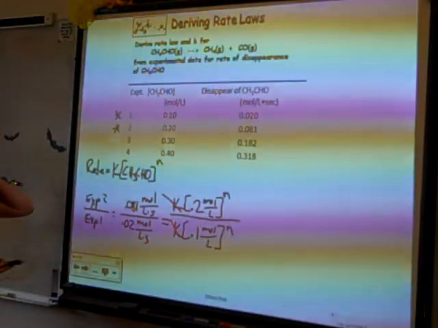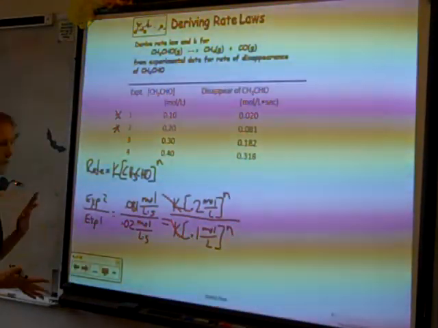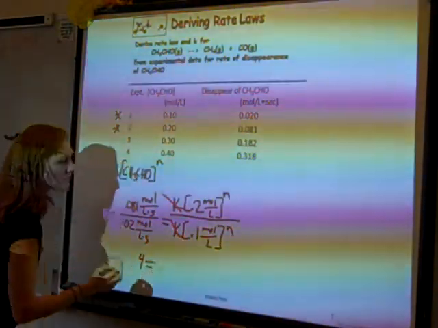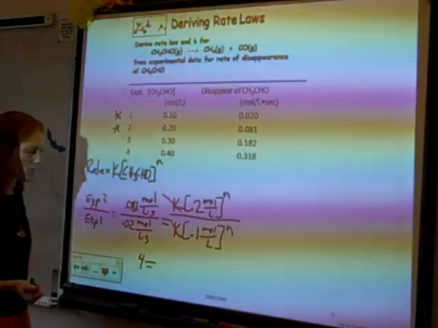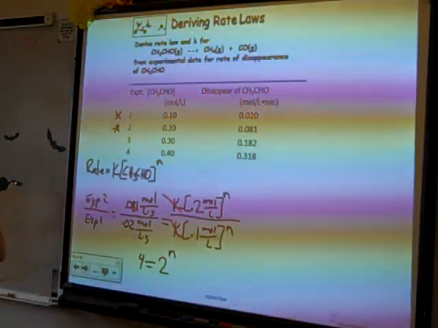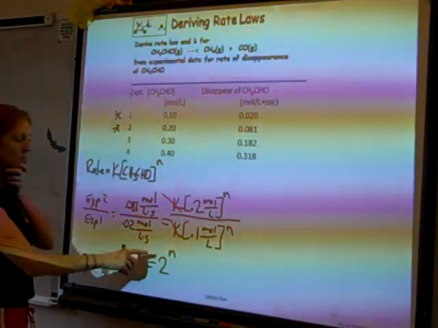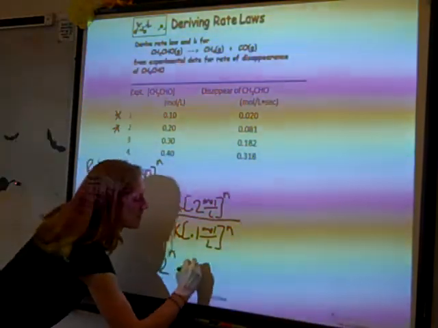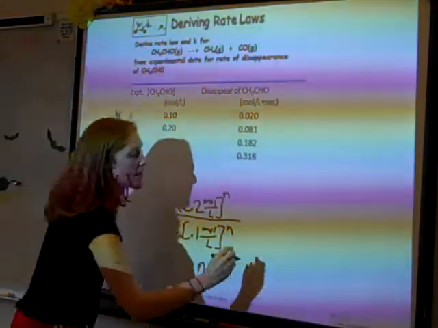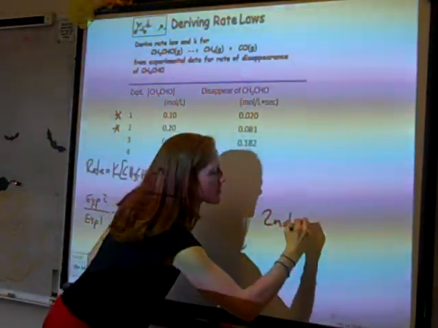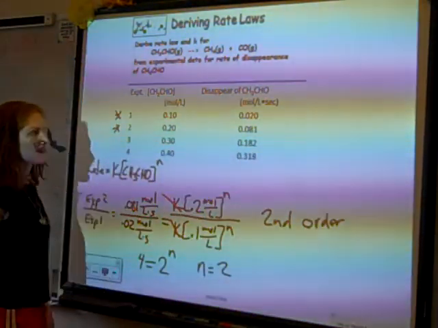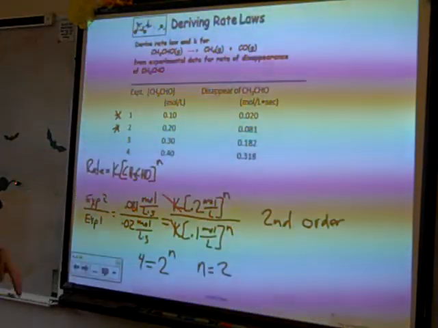Let's go ahead and go 0.081 divided by 0.02. It's going to be about 4. So 4, and those units are going to cancel out, is equal to 0.2 divided by 0.1. So that's going to be 2 raised to the power n. Okay, so n has to be 2 because 2 squared will be 4. So n equals 2. That means that this reaction is going to be second order. So I just got a clue that this reactant shows up twice in the mechanism, either during or before the slow step of the mechanism.